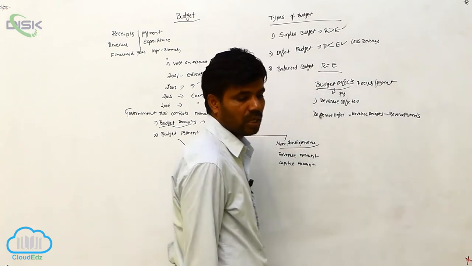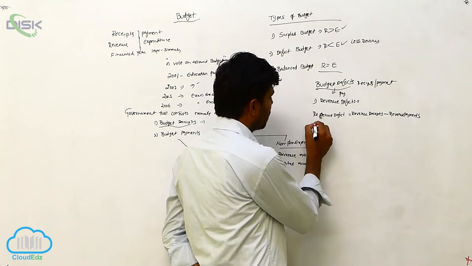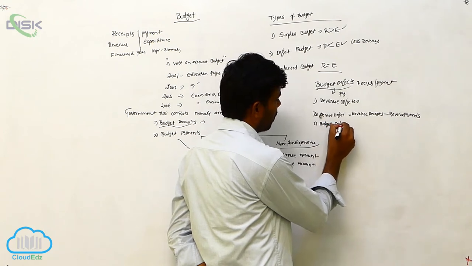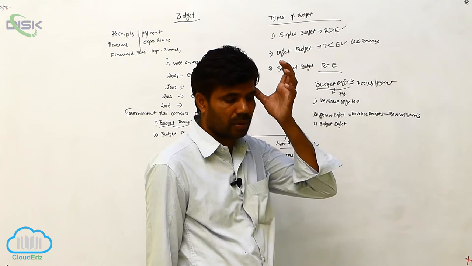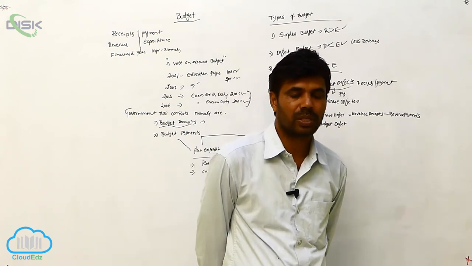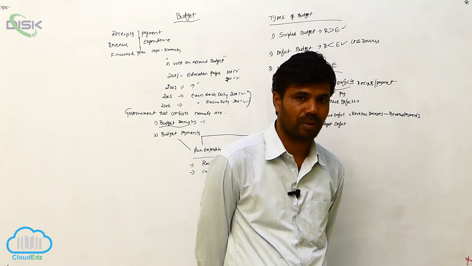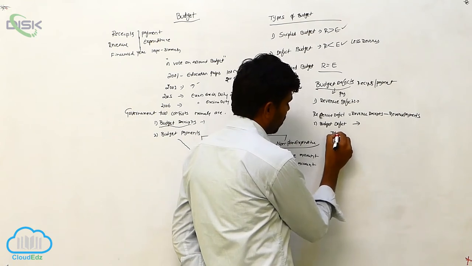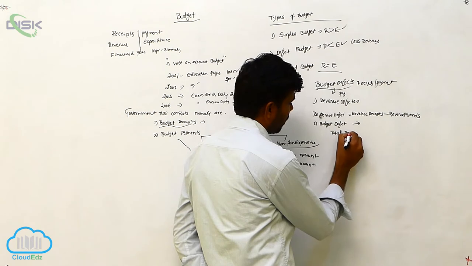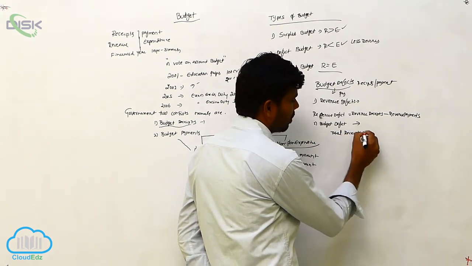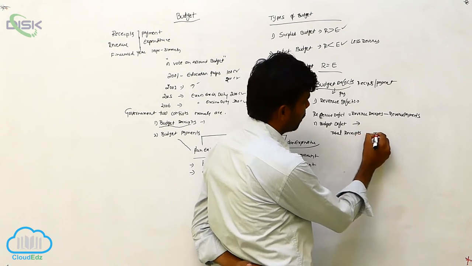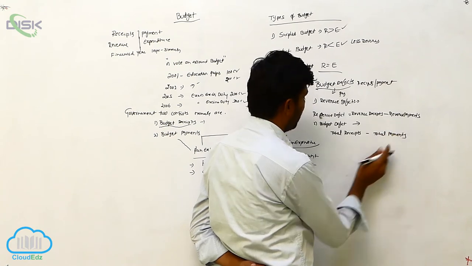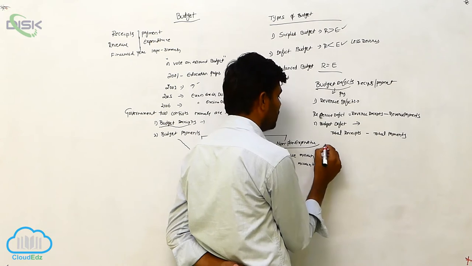Okay, so next is budget deficit. Second is budget deficit. The budget deficit is the difference between the total receipts and the total expenditure. It is indicated as total receipts minus total payments. Okay, this is the budget deficit.